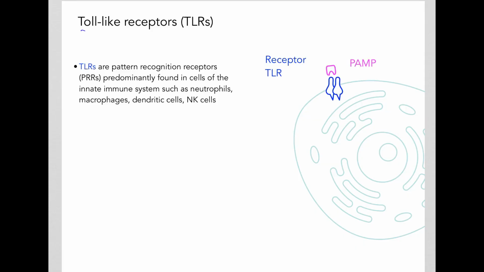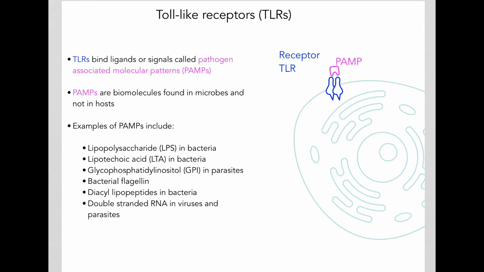Now, toll-like receptors or TLRs are pattern recognition receptors or PRRs. These are found predominantly in cells of the innate immune system. These cells include neutrophils, macrophages, dendritic cells, and natural killer cells.